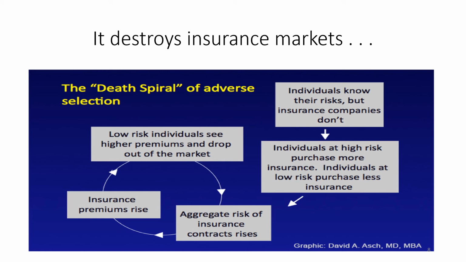And this circle continues until it creates what we call a death spiral, and insurance companies eventually go out of business. This is one of the problems that Obamacare was trying to solve when they drafted the legislation. In fact, Obamacare was drafted by an economics professor from MIT, John Gruber, who knew all about adverse selection.